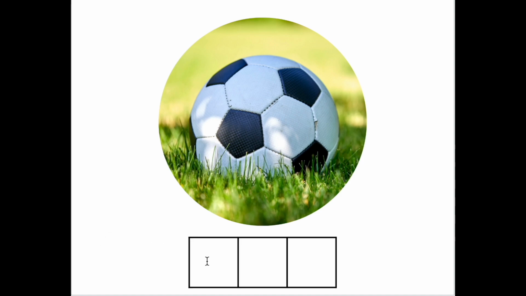Our next word is ball. How many sounds do you hear in the word ball? There are 3 sounds in the word ball. What is the first sound you hear in the word ball? B. What letter makes the B sound? B. Nice job. What's the second sound you hear in the word ball? B, ah. What letter is making the ah sound? A. And what's the last sound you hear in the word ball? Ul. We've got our L, but we need 2 of them because of the floss rule, and it's those L's that are making A say ah.